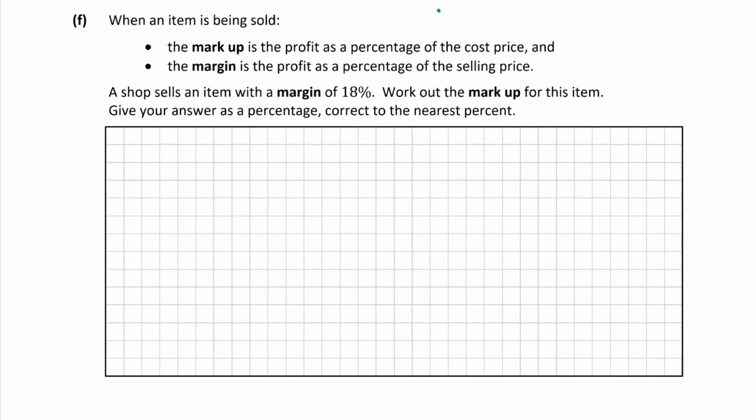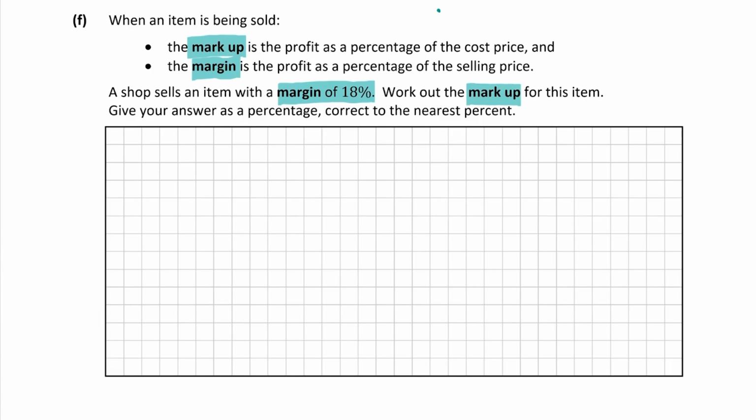And now for the final part of this question, part F, which tells us that when an item is being sold, the markup is the profit as a percentage of the cost price, and the margin is the profit as a percentage of the selling price. It tells us that a shop sells an item with a margin of 18%. Work out the markup for this item and give your answer as a percentage.